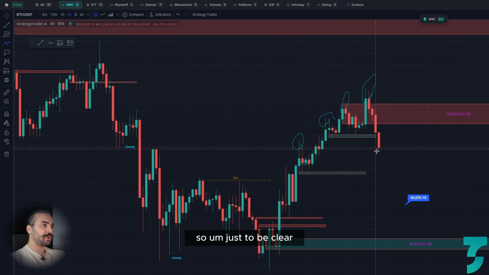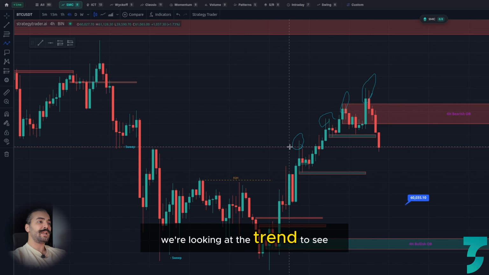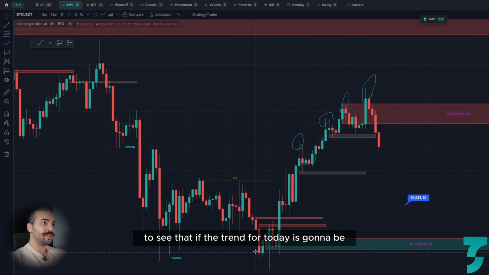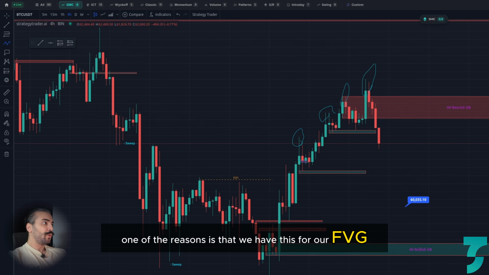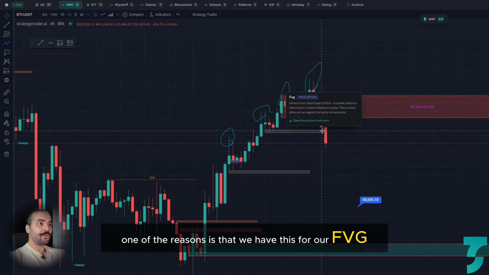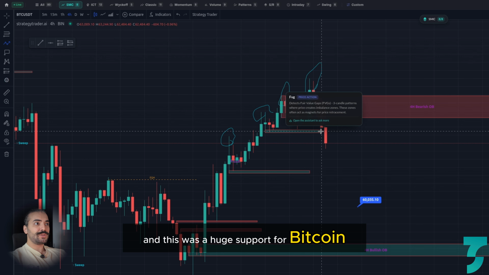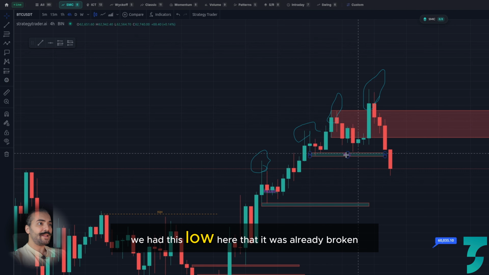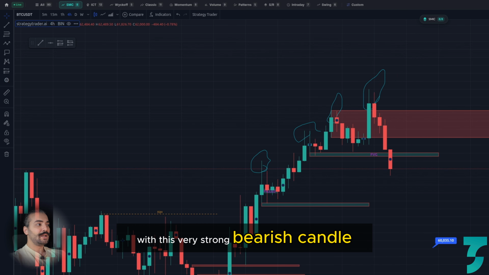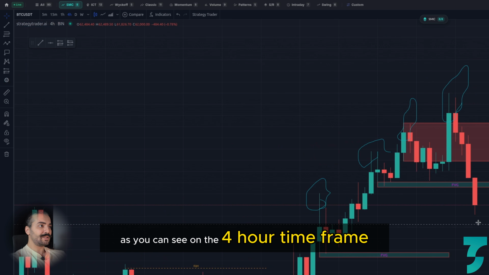So just to be clear, the way we're going to trade it, right now we're looking at the trend to see if the trend for today is going to be bullish or bearish, which we determined that it's going to be bearish. One of the reasons is that we have this 4-hour FVG, and this was a huge support for Bitcoin. And also we had this low here that was already broken.